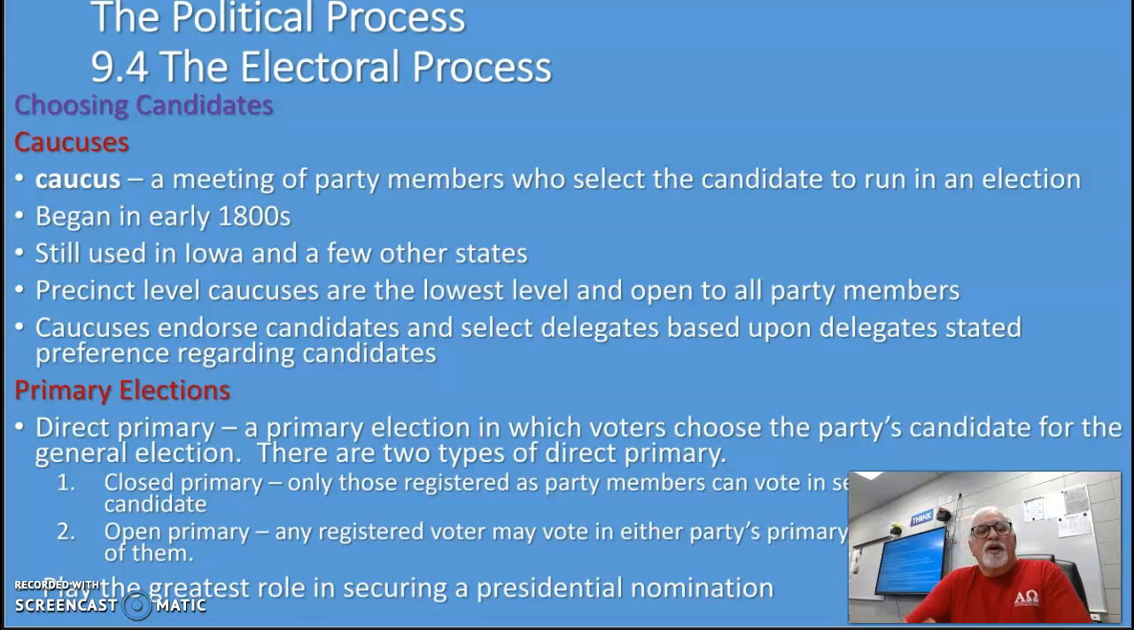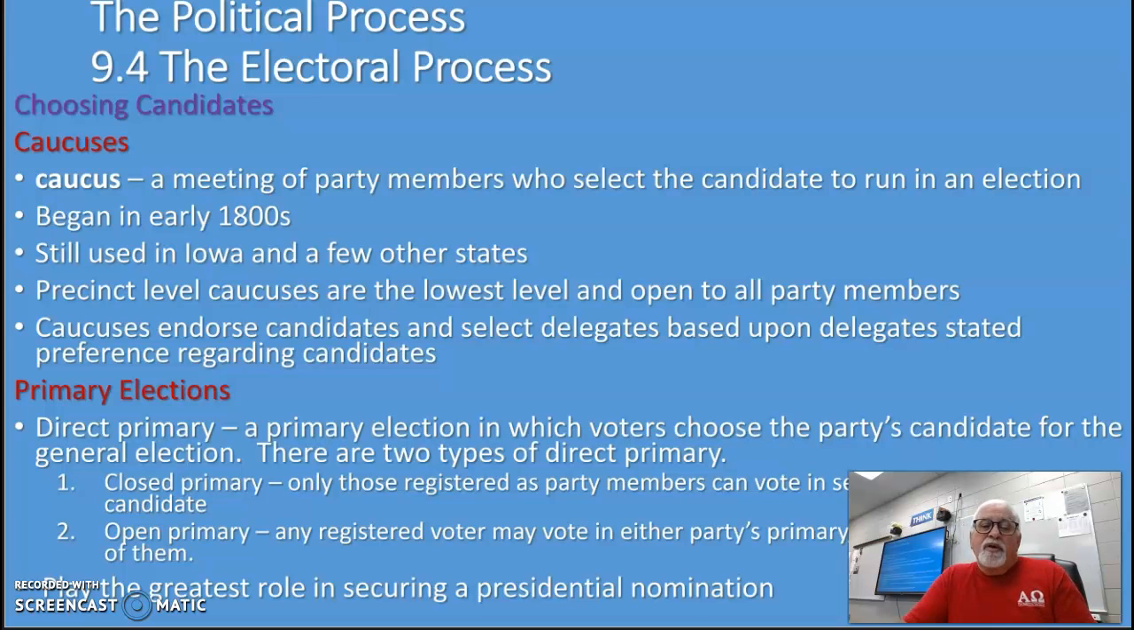And there are two types of primary. We have a primary here in Georgia. A closed primary means that those who are registered as Democrat can vote in the Democrat Party primary. Those who are registered as Republicans can vote in the Republican primary. But you can't cross over. That's a closed primary. You have to be registered with the party to vote in that primary.